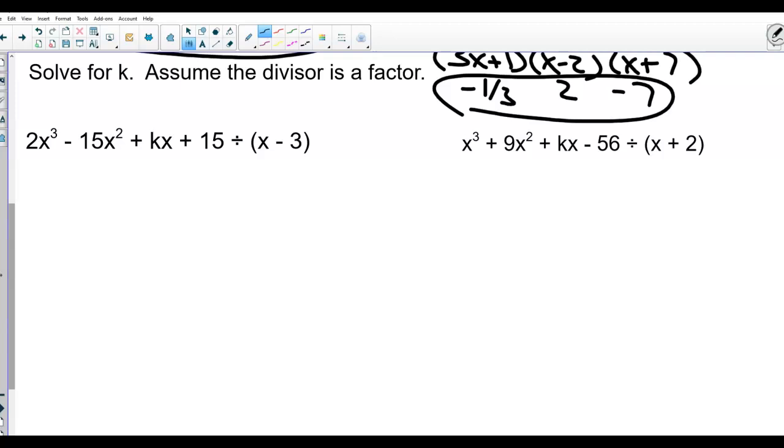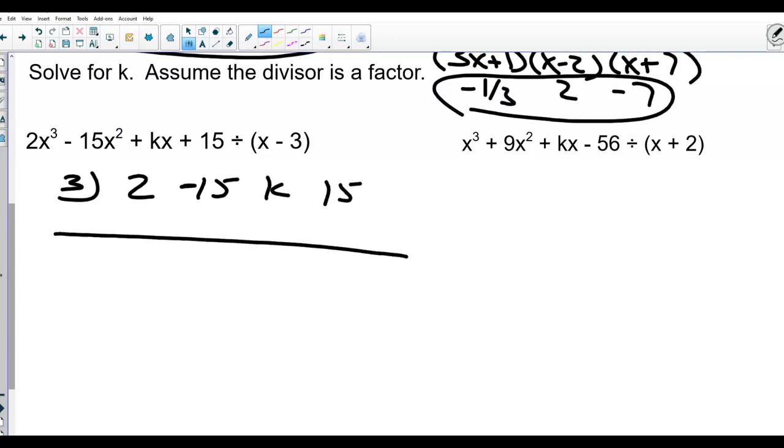Solving for k. Now, when you solve for k, you have to be told that this is going to be a factor. So in this case, we're working backwards a little bit from the answer. If I know something is a factor, that means the remainder has to be 0. Which means this number here has to be negative 15, which means this number here has to be negative 5, because 3 times negative 5 is negative 15.